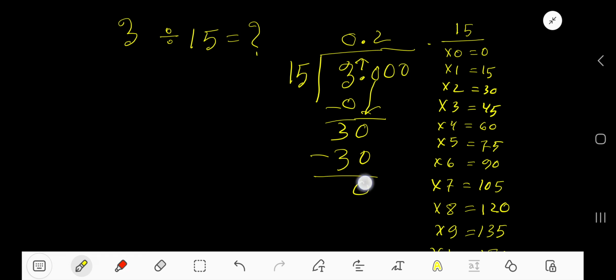Now subtract, you are getting 0. As our remainder is 0, you are done. So your answer is 0.2.